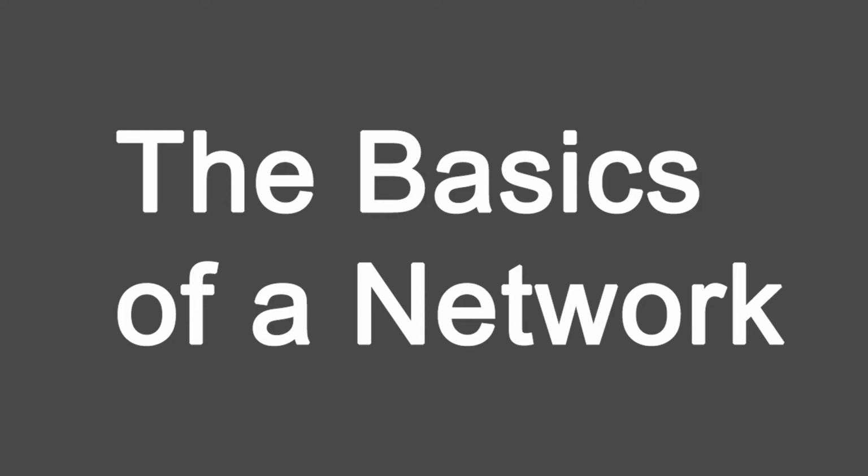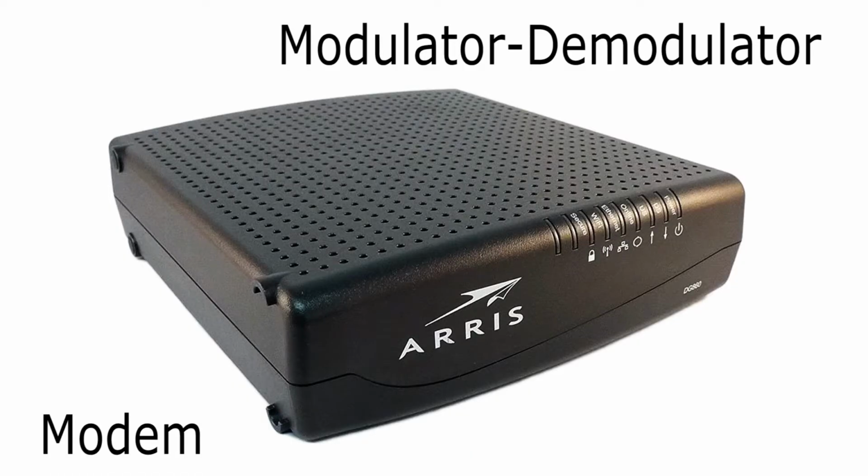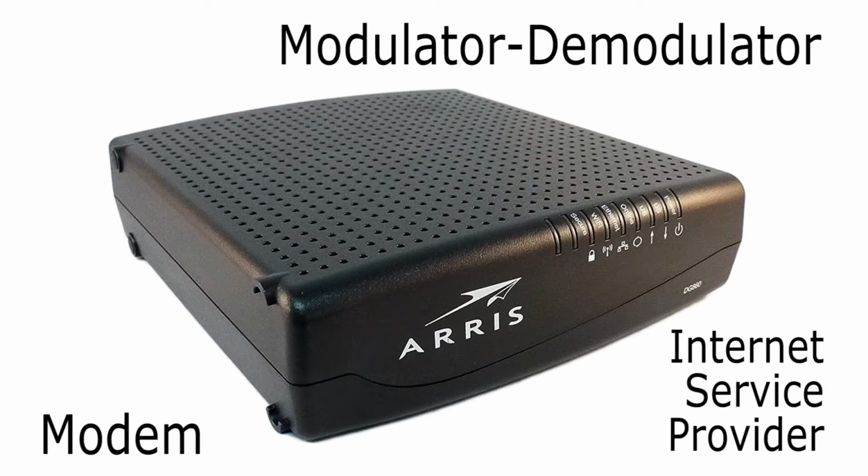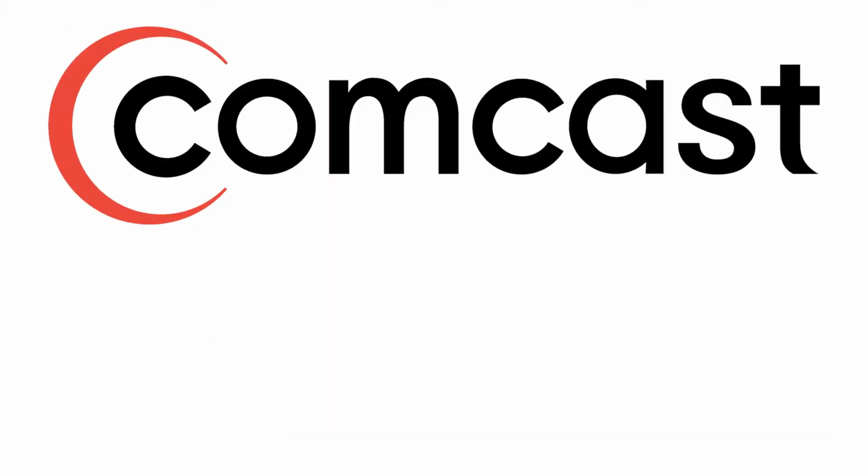In this video, we're going to talk about the basics of a network. Starting from the outside in, we have the modem. It's short for modulator demodulator. This brings internet into the building from your internet service provider, also called the ISP. Some examples of internet service providers are Comcast and Verizon.